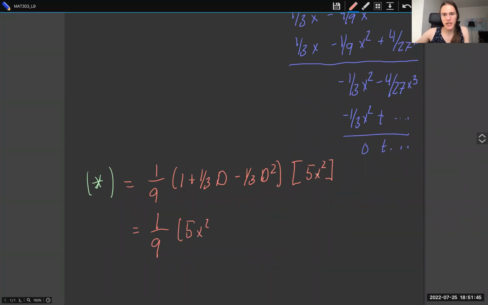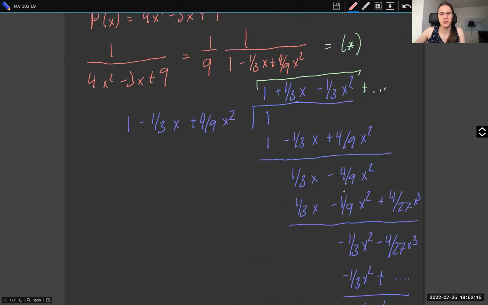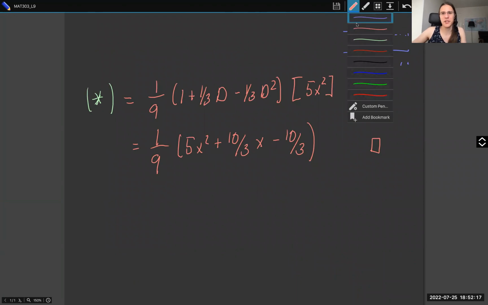Here, when we differentiate, we're going to bring the x squared down, so it's going to be 10 thirds x. And then we're also going to get 5 times 2 here. So minus 10 thirds, and then both powers go away. And so, yeah, that looks right. And that's the answer. And that answer is correct. So that's a particular solution to the differential equation.